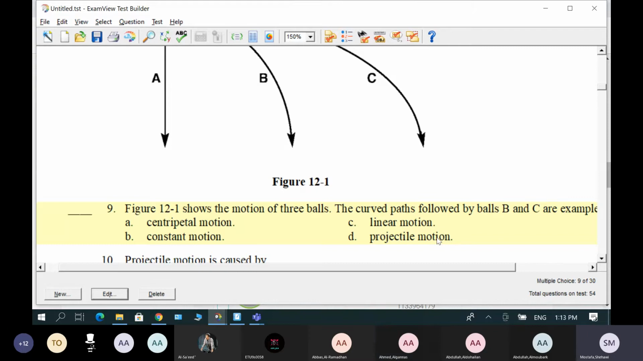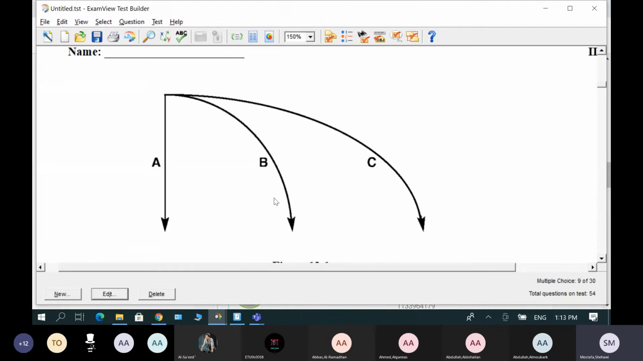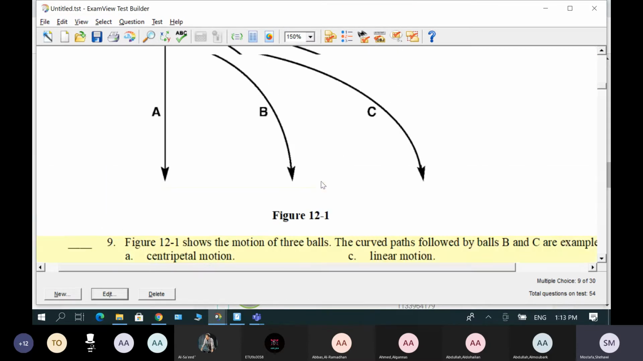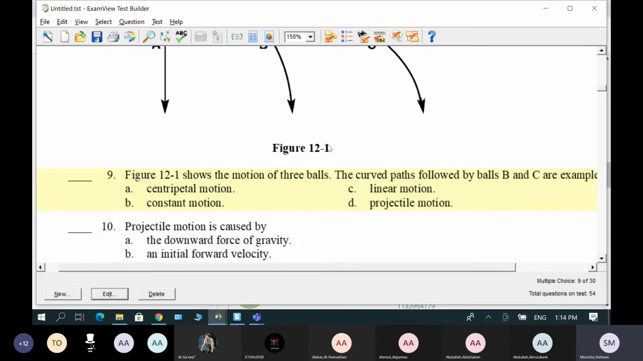Yes, I hear you, but the sound is not clear. So what's the answer? B, constant motion? No, not constant motion. When you have a curved path for something that is falling like this, that means it's a combined effect of gravity downward and constant velocity horizontally in this direction. And this kind of motion, what do we call it? When you have a curved path like this one, what do we call it, Ahmed?